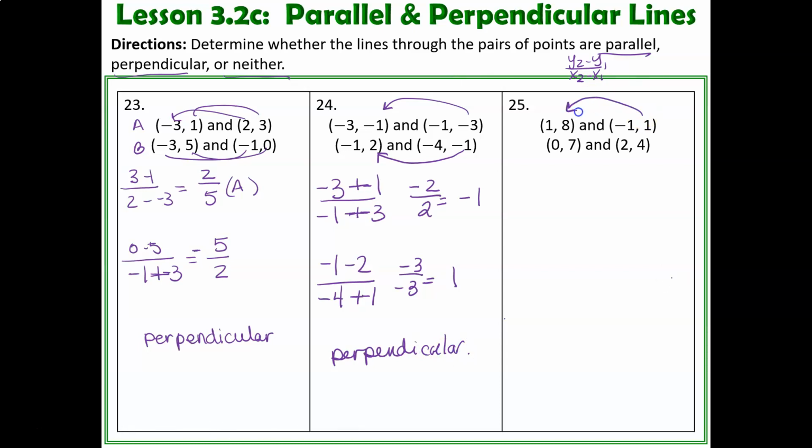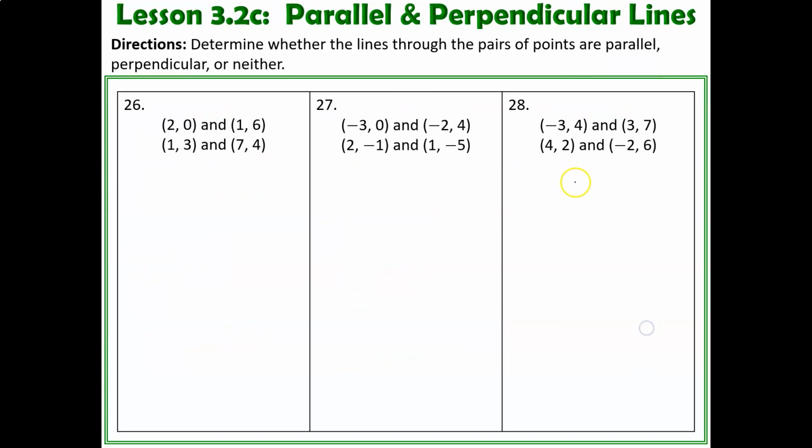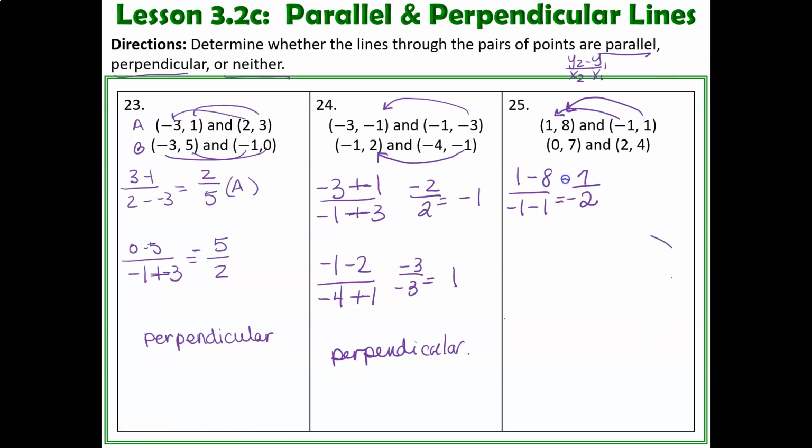25. 1 minus 8 over negative 1 minus 1 gives me 7 over negative 2, or negative 7 over 2, sorry. So that's negative 7/2. 4 minus 7 over 2 minus 0 gives me negative 3 over 2. So no relationship, so these are neither.